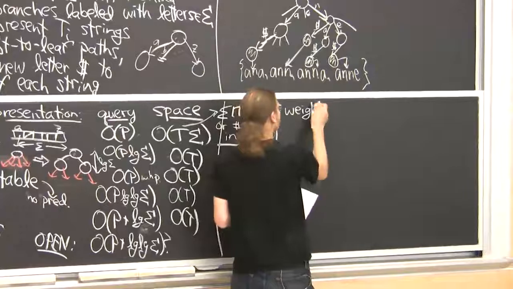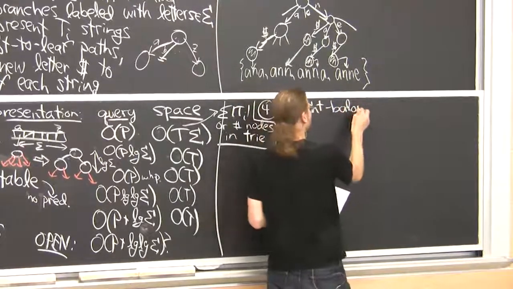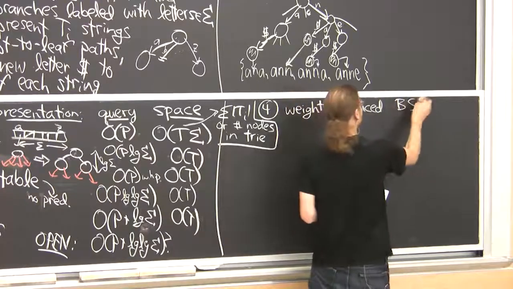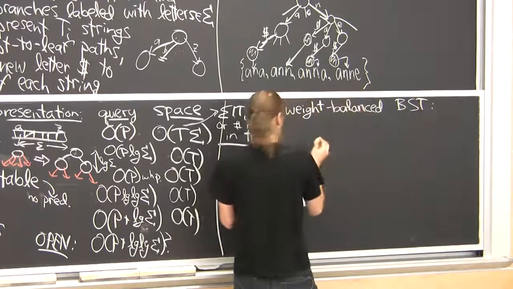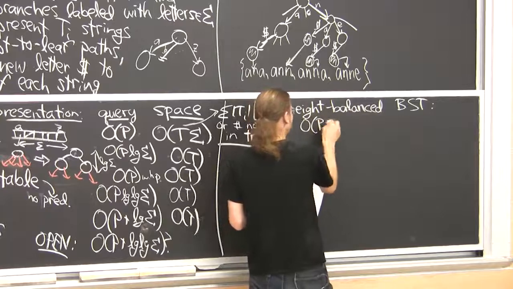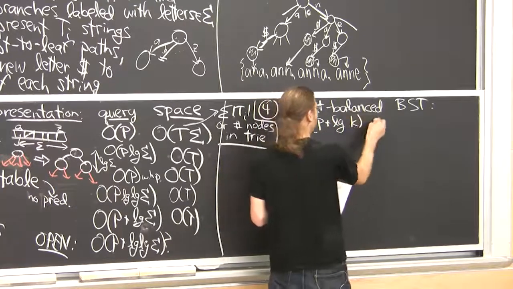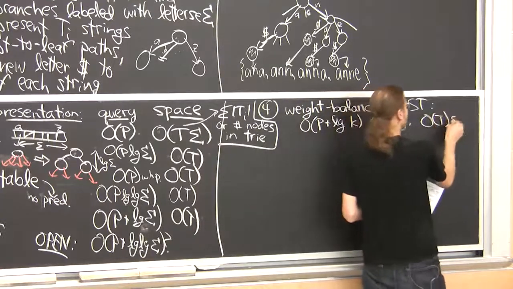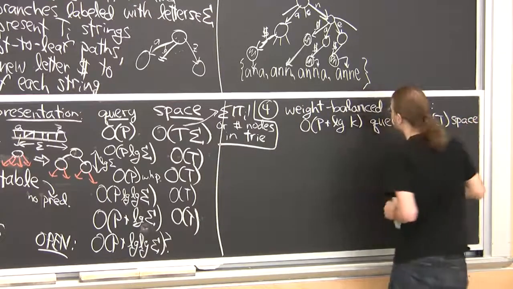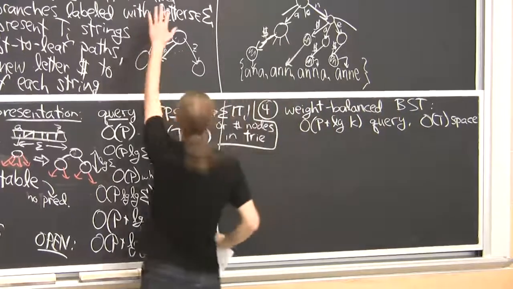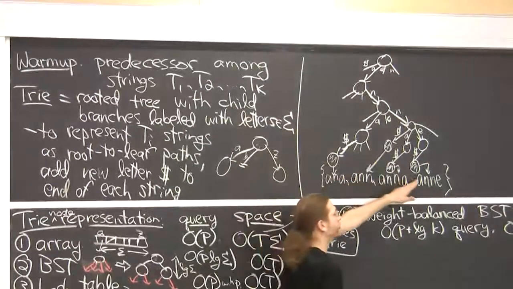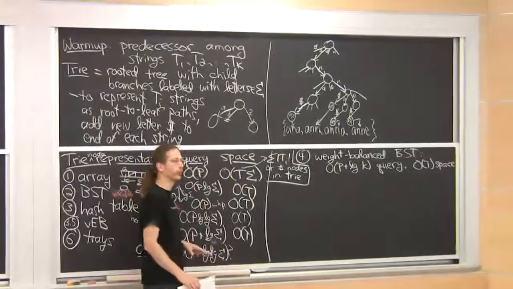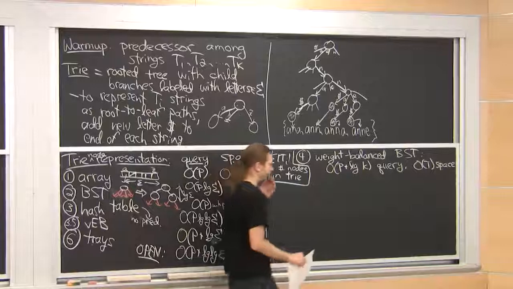And the first thing we're going to do is use a weight-balanced BST. And this will achieve order P plus log K query and linear space. Okay, K, remember, is the number of strings that we're storing. So it's the number of leaves in the trie. So it's not quite as good as P plus log sigma, but it's going to be a warm-up. I'm going to do this, and then we're going to improve it.